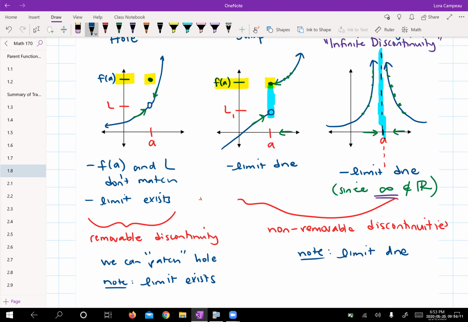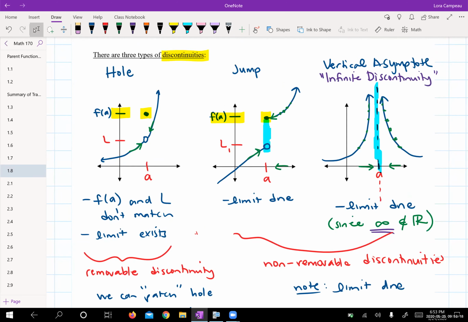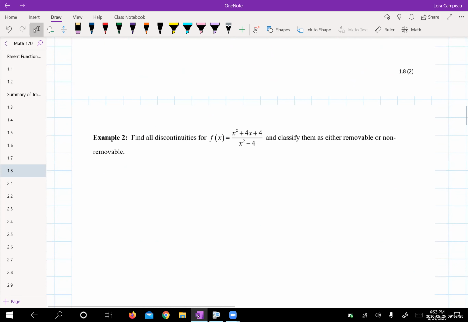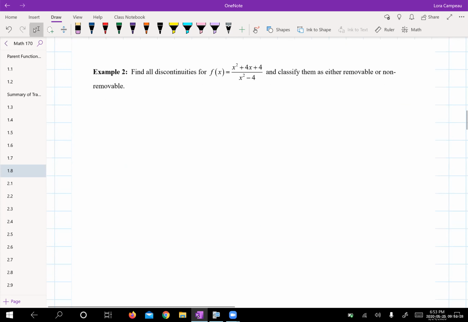So we're going to apply this idea to the next few examples and then give a little bit more analysis of all these either rational functions or these piecewise functions. So let's go over this. We'll look at example 2. They're going to ask us to find all discontinuities for the rational function f of x equals x squared plus 4x plus 4 all over x squared minus 4, and classify them as either removable or non-removable.